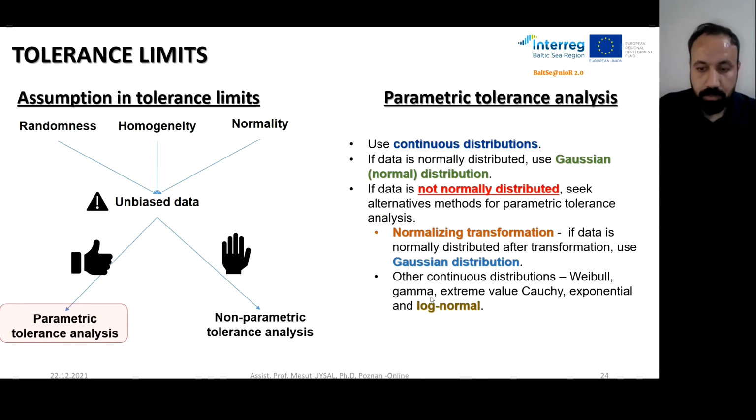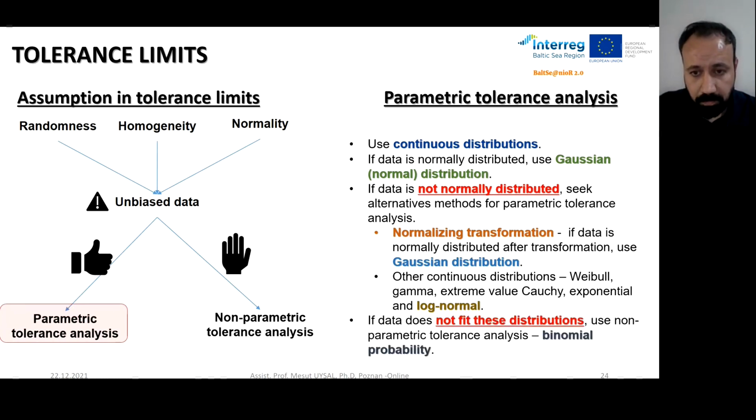as log normal. And then after transformation, if the data is not fit for normalizing transformation, we try the log normal data, but it doesn't fit my data. So I cannot use the log normal distribution. That's why I am using non-parametric tolerances.